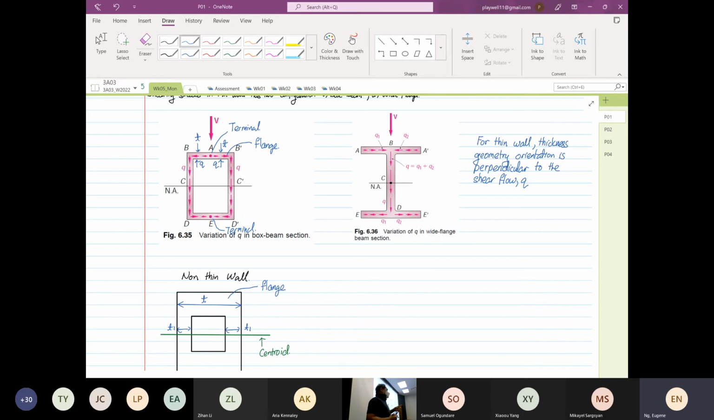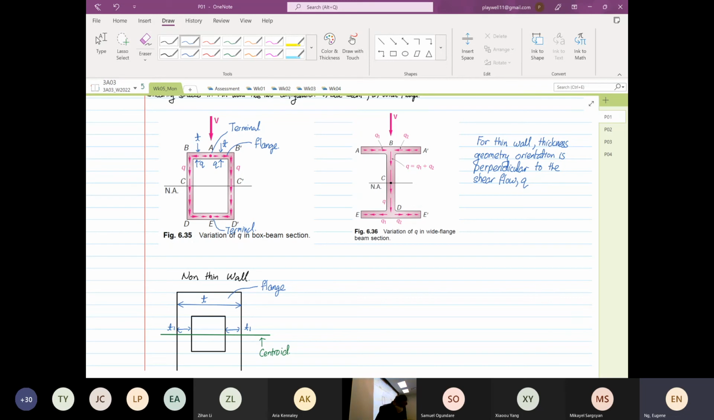Now, where is the part where it does not matter whether it is thick wall or thin wall? At which region? Not at the terminal. At the centroid, where the web is. Where the web is, it does not matter whether you are thin wall or non-thin wall, because of the thickness.